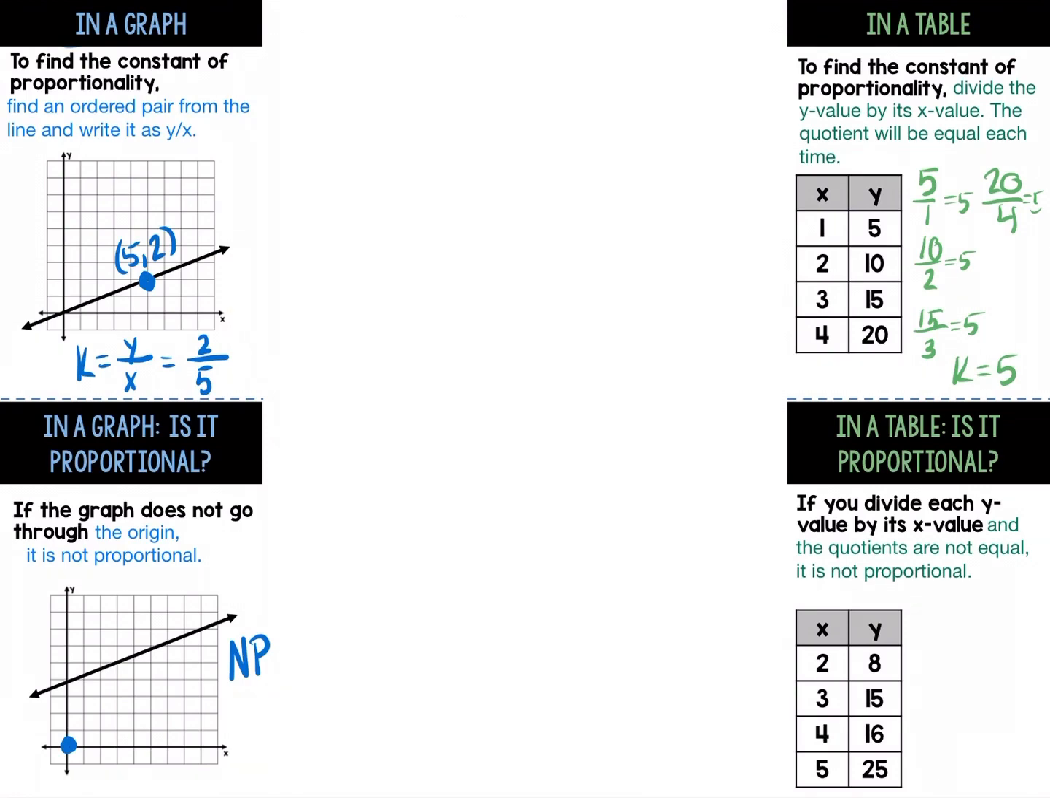If you want to check it first, then you have to check every single one. So 8 over 2 is 4, and 15 over 3 is 5. So this would be not proportional. Okay, so then you couldn't find the constant of proportionality. If it's not proportional, you can't find the constant of proportionality.